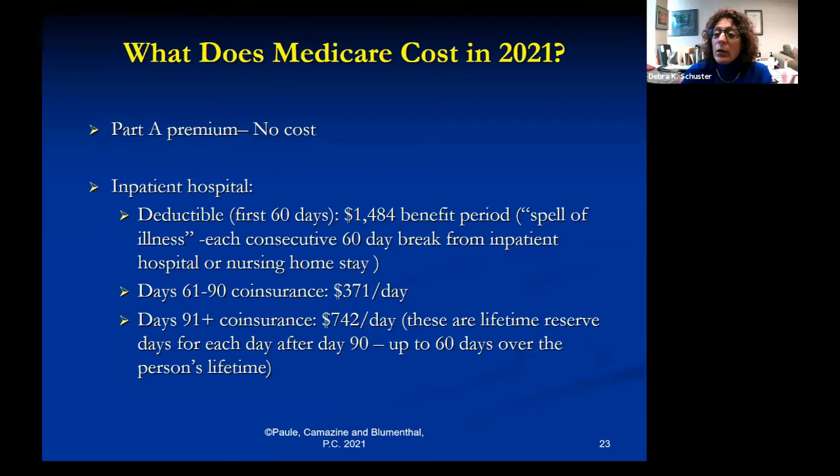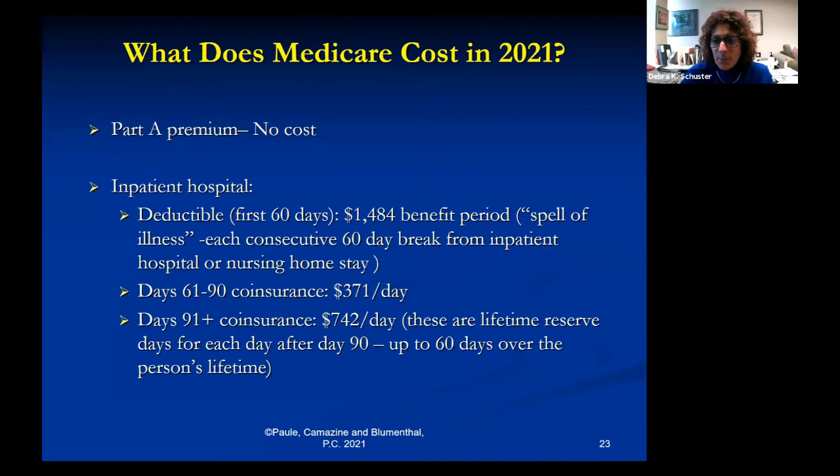So for all of those individuals, Part A premium has no cost if the retiree, again, has 40 quarters of coverage and qualifies for full Medicare benefits. There are ways to purchase Medicare, but we're not going to get into this during this presentation. But there are definitely ways you can basically buy into the system if you have a certain number of quarters of coverage, but not quite 40.